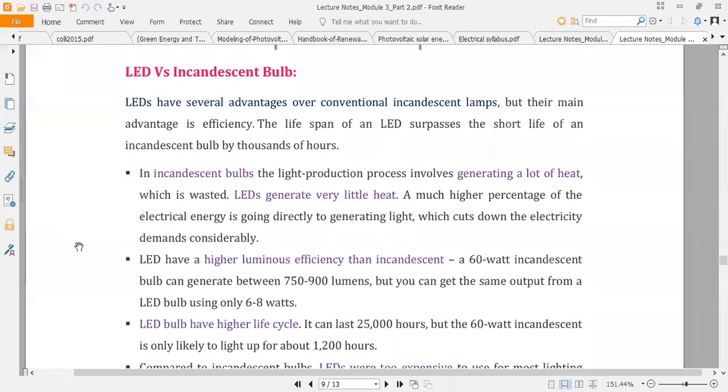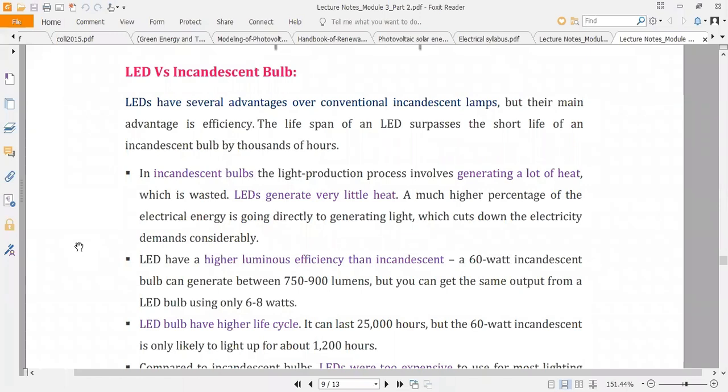Incandescent bulb में क्या होता है, वहां पर हीट जो जनरेट होता है in case of the incandescent bulb, that is more than the heat which is generating in case of LED bulb. Okay. और incandescent bulb में जितना ज्यादा हीट जनरेट होता है, वो हीट हमारा वेस्ट ही होता है एक तरह से, उसका हम लोग को यूज नहीं कर पाते हैं. Okay. So generation of heat is more in case of incandescent bulb compared to LED bulb. This is the first point.